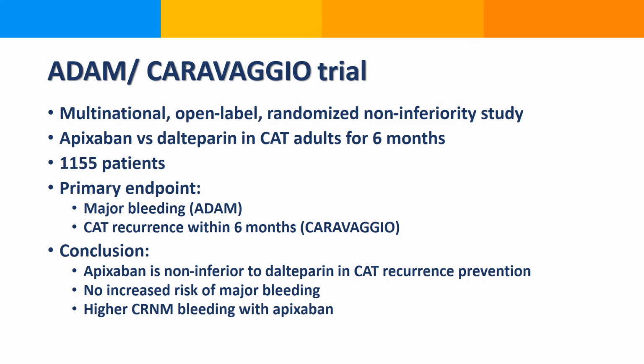1,155 patients were involved, and the primary endpoint was major bleeding for the ADAM trial and CAT recurrence within 6 months for the Caravaggio trial. They concluded that apixaban is non-inferior to dalteparin in CAT recurrence prevention, with no increased risk of major bleeding, but with relatively higher clinically relevant non-major bleeding with apixaban.